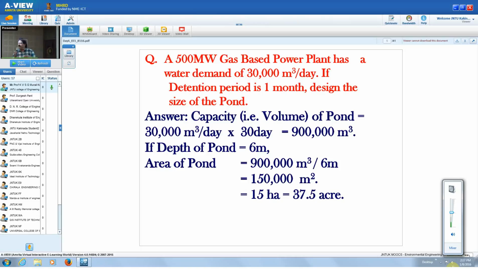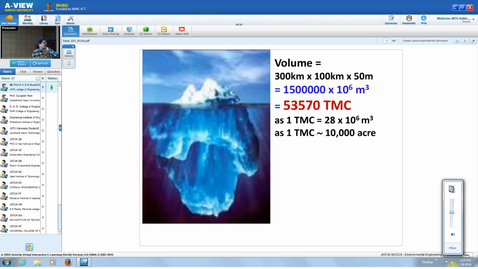Of course, here when it comes to environmental engineering, you need not calculate all those things, but assume some depth of 6 meter or 6.5 meter. I have taken it as 6 meter. So the area of the pond becomes 900,000 meter cube divided by 6 meter, which comes to 150,000 meter square.